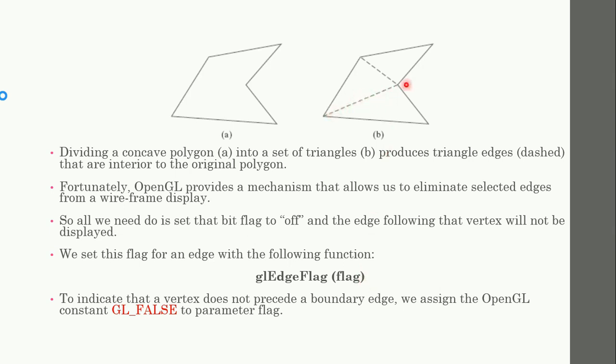If you want the edges completely, the wireframe structure for the concave polygon, then you have to keep it as glEdgeFlag, and inside the bracket write GL_TRUE. So if you have GL_TRUE, then you will be displaying the edges of the polygon. If you write GL_FALSE here, then you will be eliminating the edges of the polygon. So this is how you eliminate any edges in the interior of the polygon by using this flag.